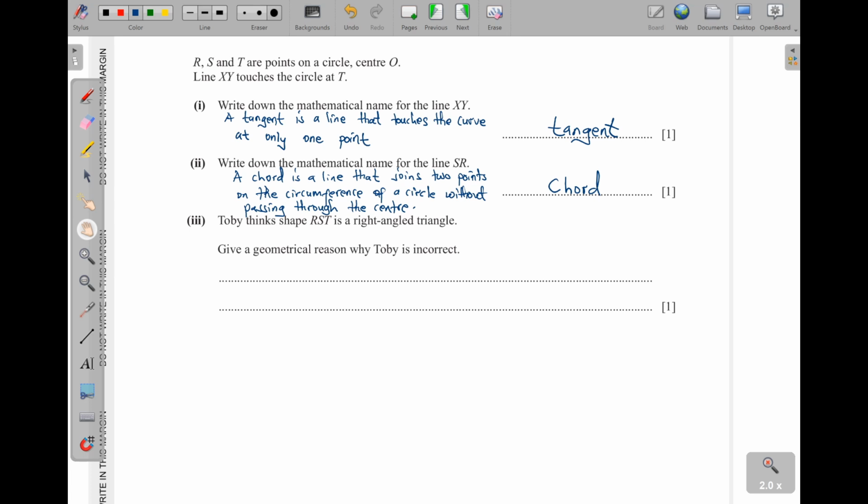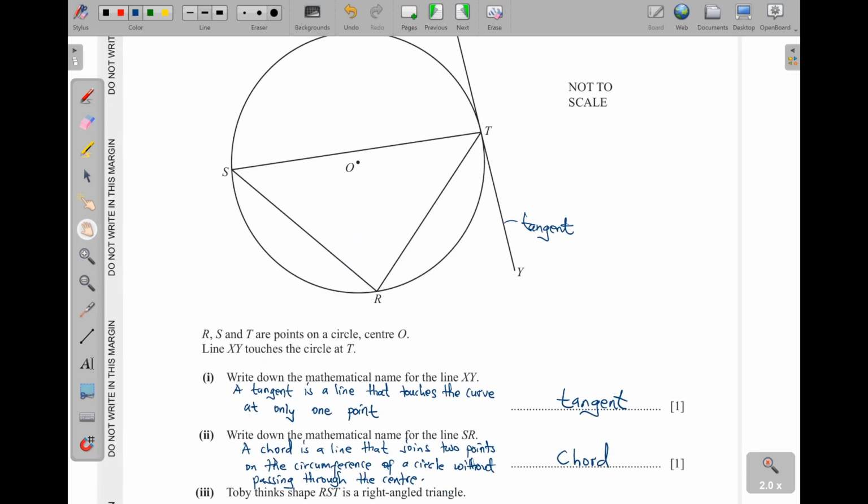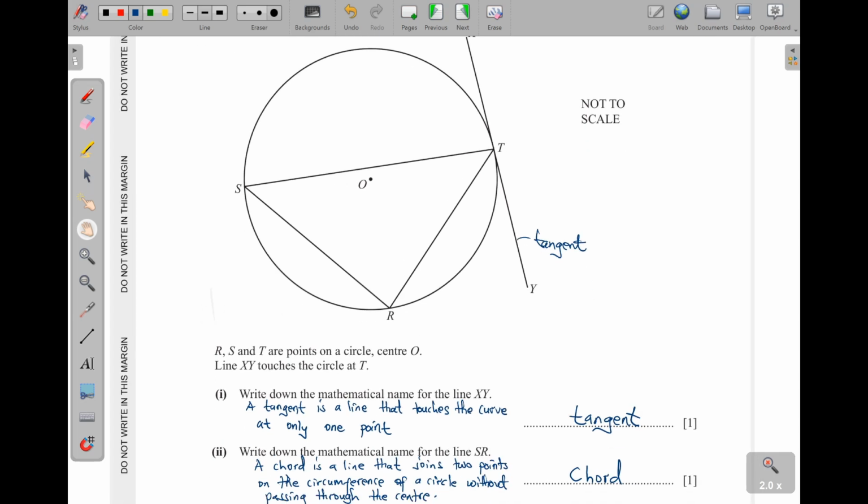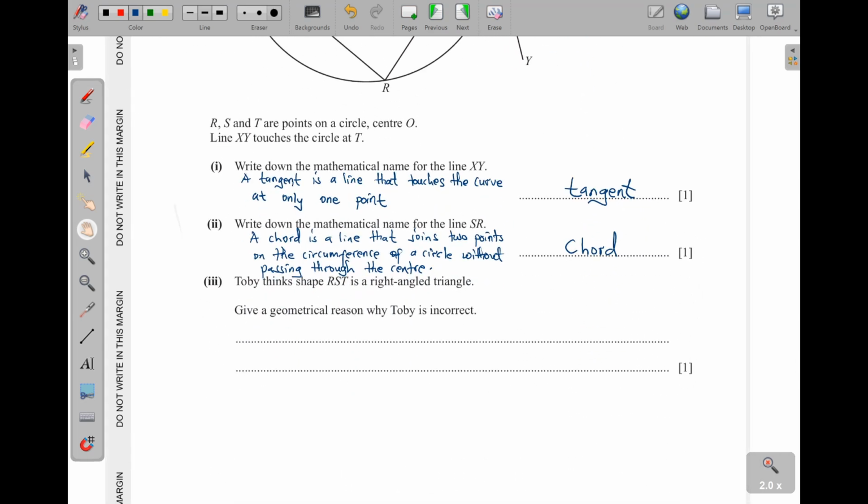Now, when we look at this diagram here, they said it is not to scale. That means you are not supposed to get your compass or your protractor and then measure. Okay, so the angles that are put there are not measured, that is if they are there. Now, what do we need to know?